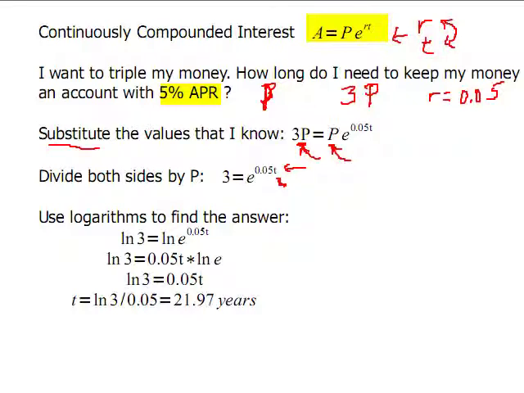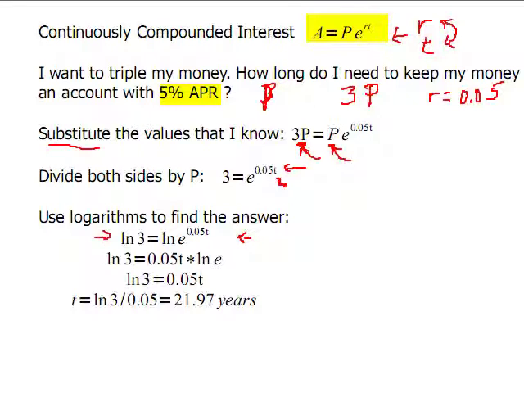That's important, both sides. So I take the natural log of 3 on this side, and I'll take the natural log of e raised to the 0.05t on this side. I chose natural log because it makes things more convenient, but I don't have to, and I'll show that in a minute. Alright, so natural log of 3 is just a calculator button. That's just what that is.